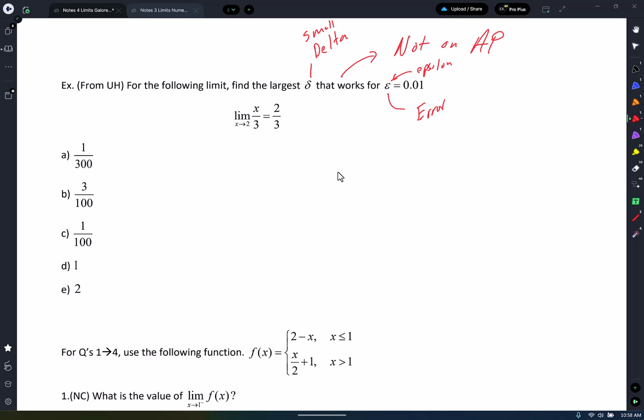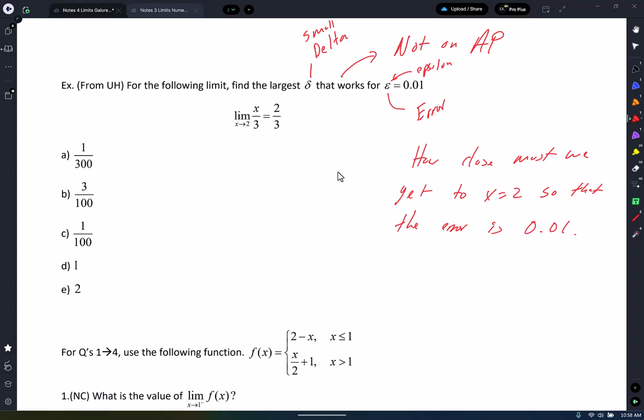So all this means is how close. What does it mean? How close must we get to x equals 2 so that the error is 0.01? That's what your delta, the small delta, means. How close do I have to get to it so my error can be 0.01? The error from what the real value is. You know what I mean?